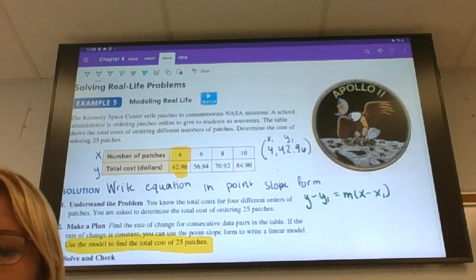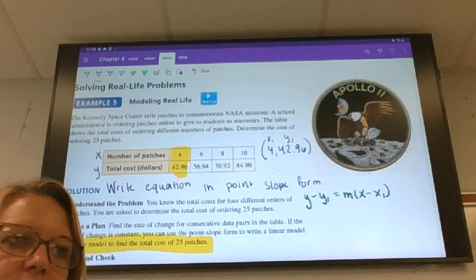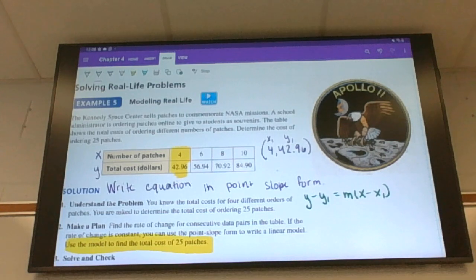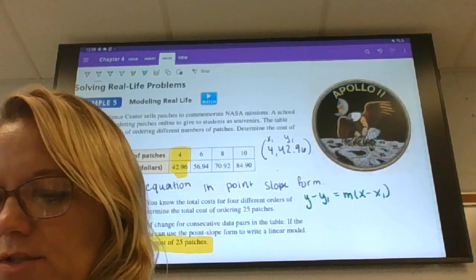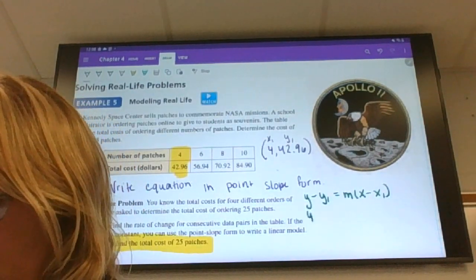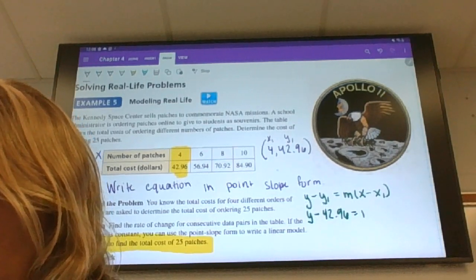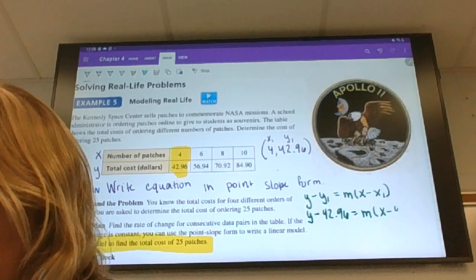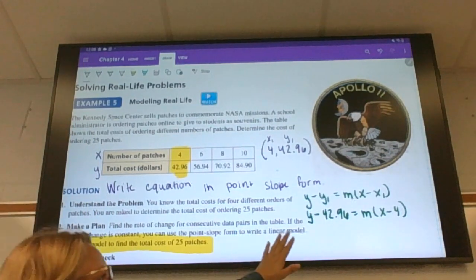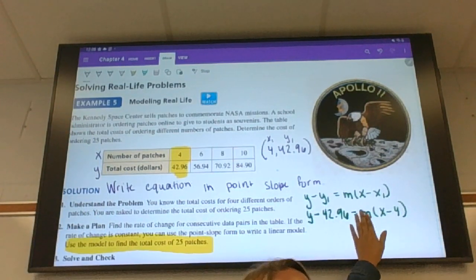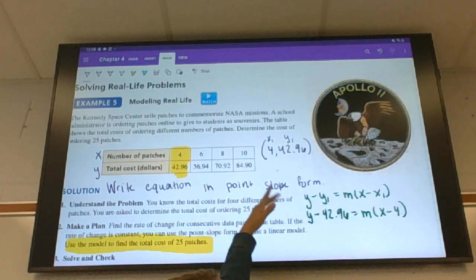All right, Ashlyn, what do you think we can do? How are we going to find slope? We need m. We need to be able to plug in m. What are we going to do to find m? Times x minus 4. So this is where we're at. This is really good. But we need the value for m. What can we do for m? The slope isn't shown yet.